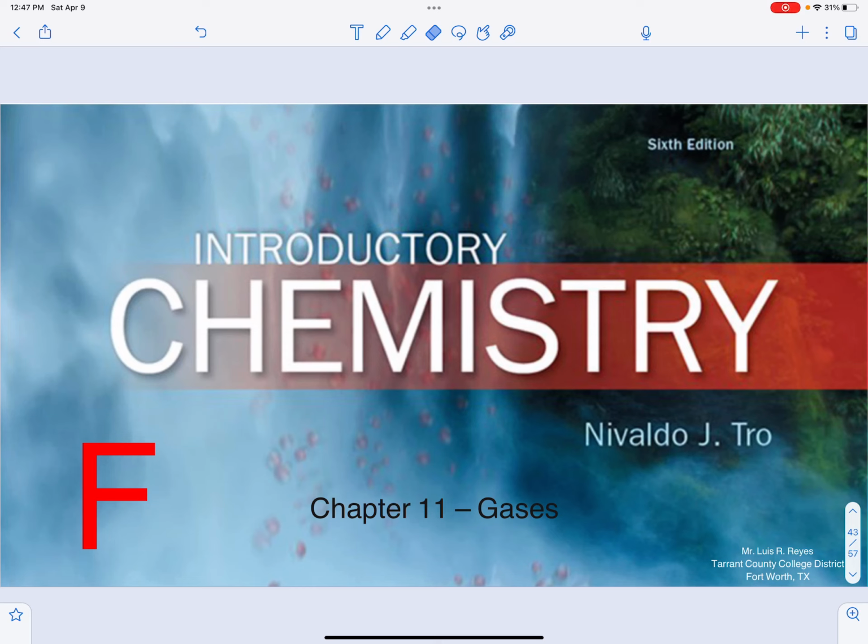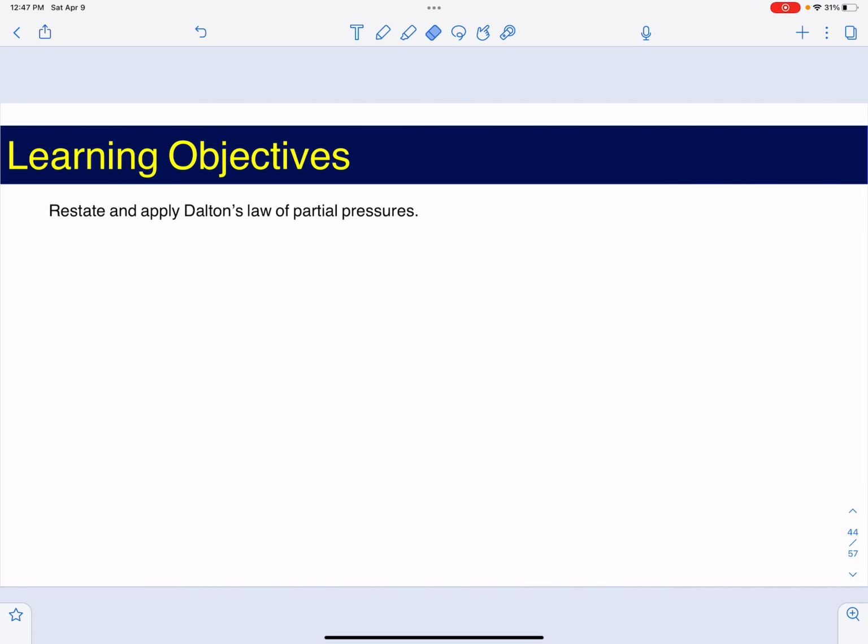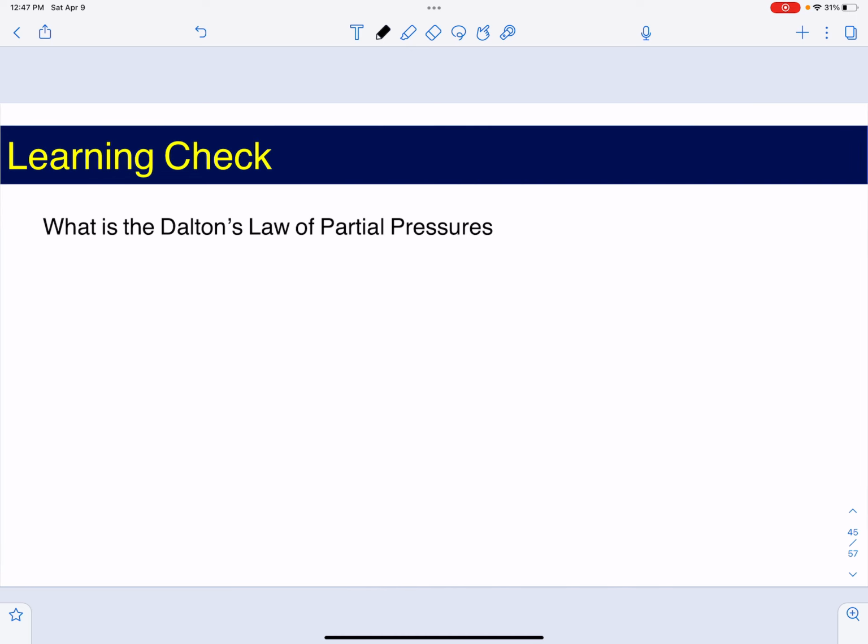Welcome back. So there's one more law that we have to discuss. And this one is going to be Dalton's law of partial pressure. This one is super easy to understand. So let's do it right away. What is Dalton's law of partial pressure?